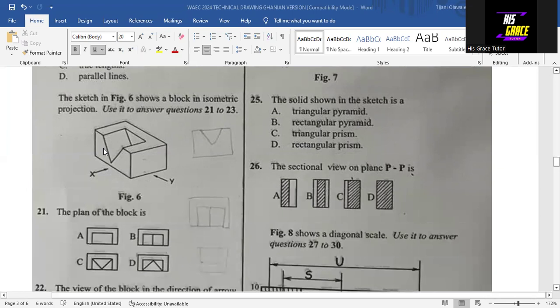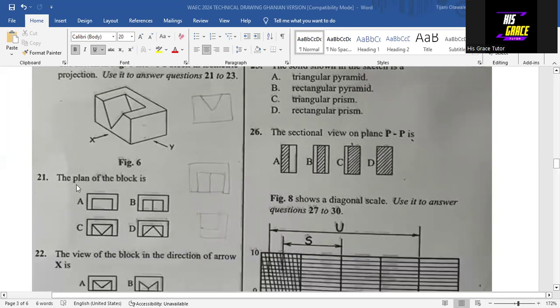Then the other questions, question 21 to 23, as we are given here that the sketch in figure 6 shows a block in isometric projection used to answer questions 21 to 23. So this is the block. Question 21 says that the plan of the block is. Looking at this block here, the plan of this block, we are going to have this shape here. Then we are going to have a line in the middle. Then we are going to have this shape and this shape here. So that makes option B the right answer to the question.